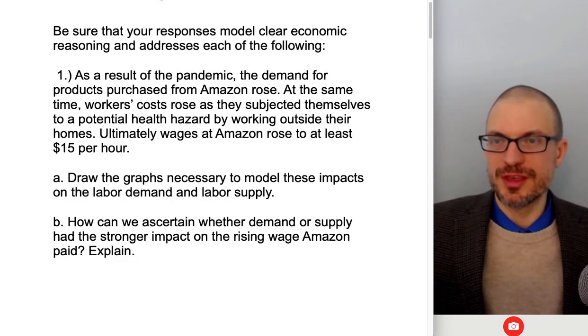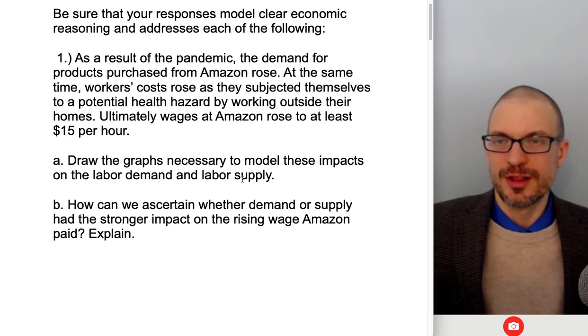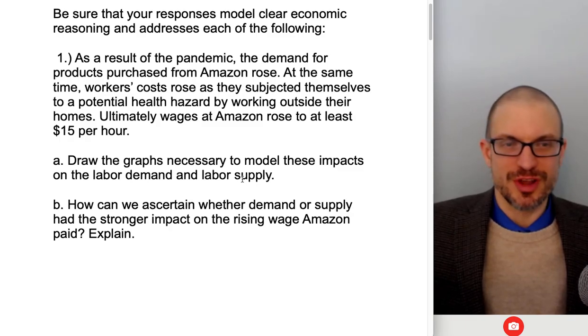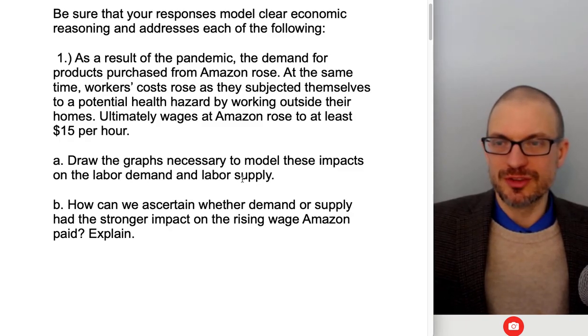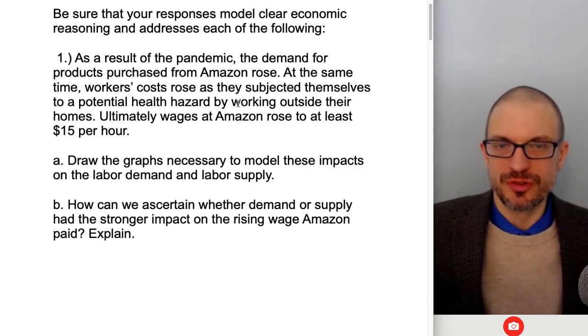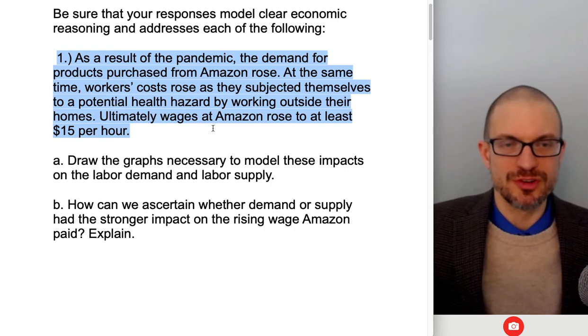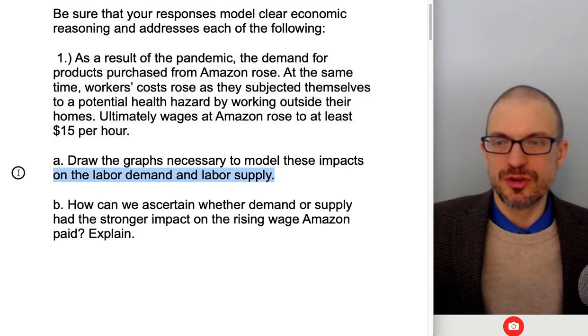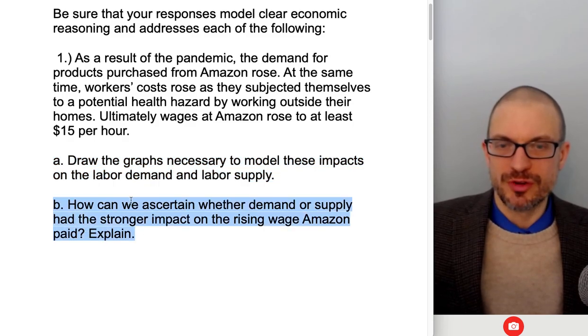All right, so now for the longer form question, be sure your responses model clear economic reasoning and address each of the following. As a result of the pandemic, demand for products purchased from Amazon rose. At the same time, workers' costs rose as they subjected themselves to potential health hazard, working outside their homes. Ultimately, wages at Amazon rose to at least $15 per hour. This is just me making an observation about the world, and now I'm asking you to show the graphs to model the situation. How can we ascertain whether demand or supply had a stronger impact on the rising wage?